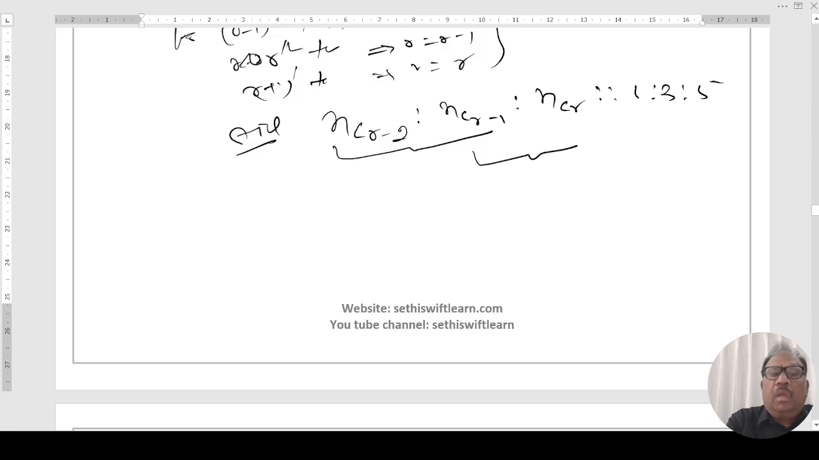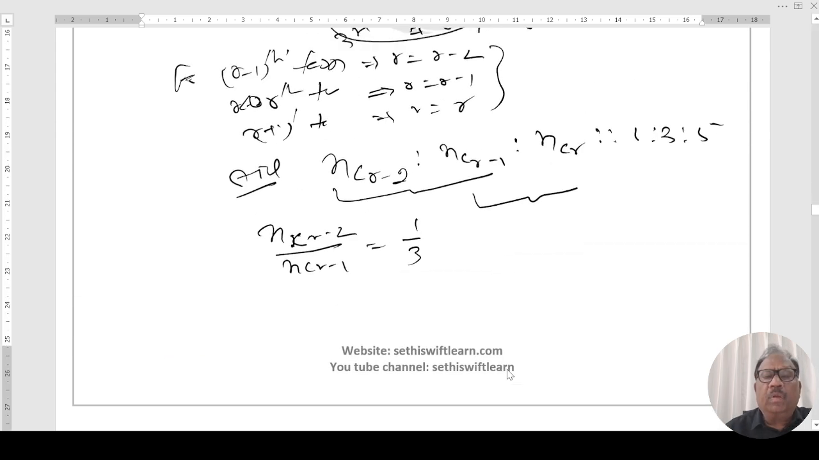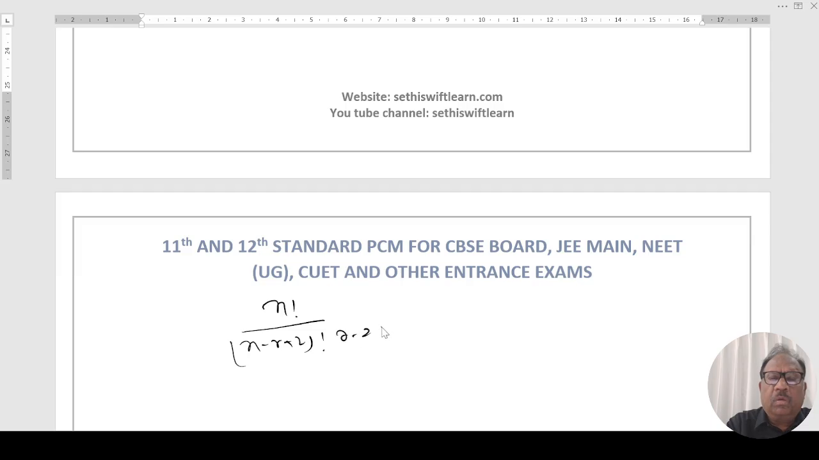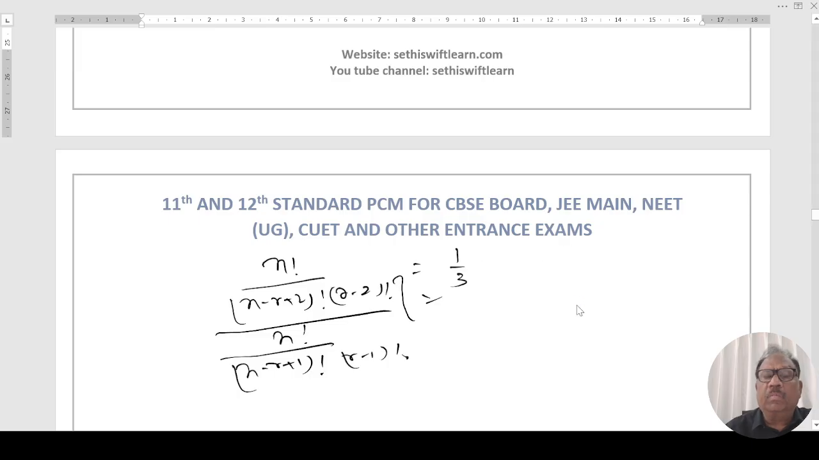To solve for n and r, nCr minus 2 upon nCr minus 1 is equal to 1:3. That is n factorial upon n minus r plus 2 factorial upon r minus 2 factorial, 2 factorial is 2, 1 upon 3 upon nCr minus 1, n factorial n minus r plus 1 factorial into r minus 1 factorial. This is whole under root 1 by 3.